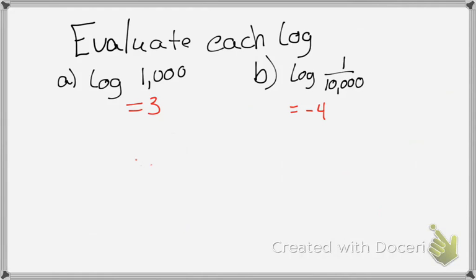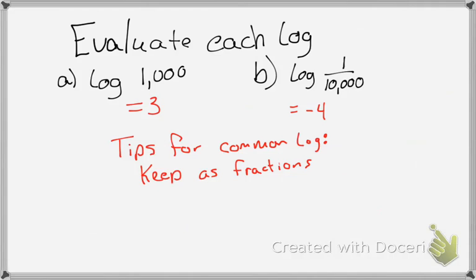So let's look at some real easy tips on how to help us evaluate these. This is only for the common log. When we get to other bases, because 10 is not the only base that we're going to come across, it can get a little bit more tricky. The first thing to do is make sure you keep your items as a fraction, like on example B, because it's going to make your life easier.